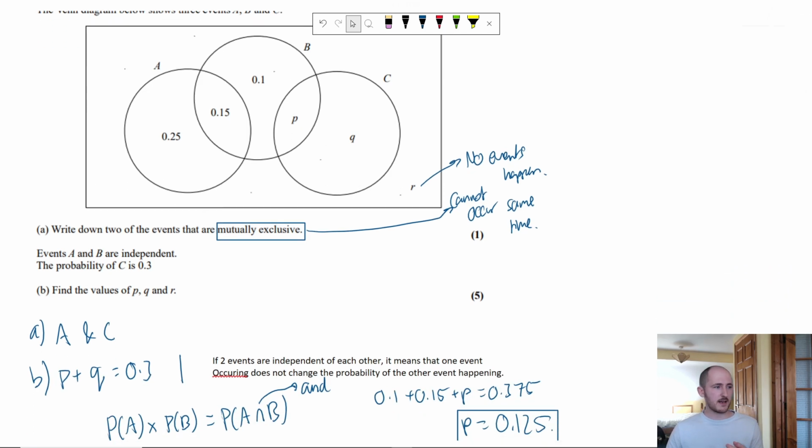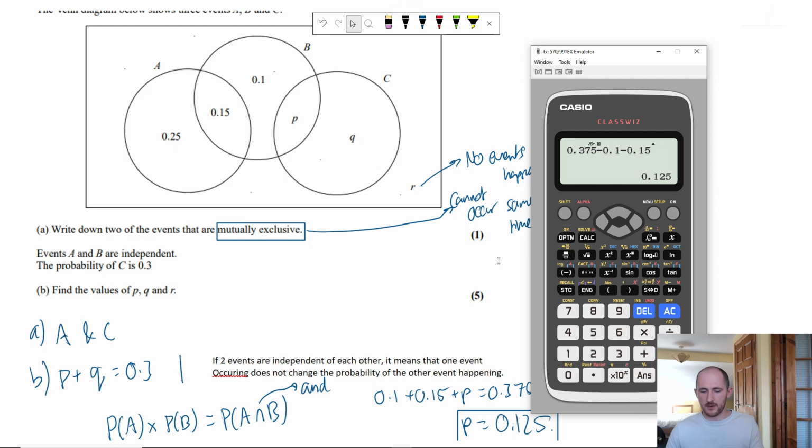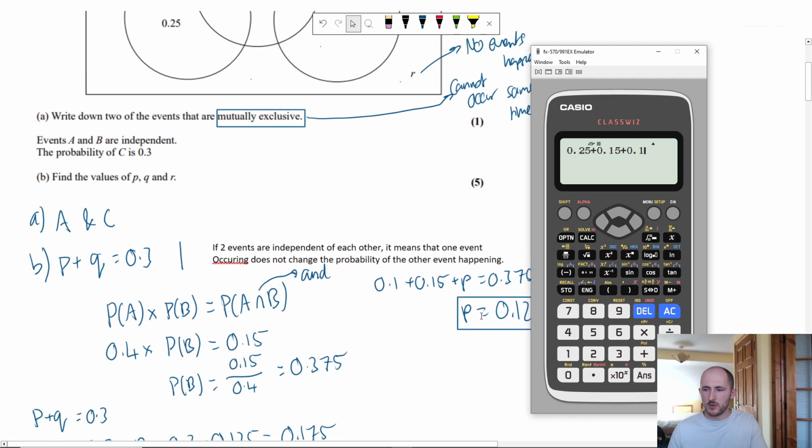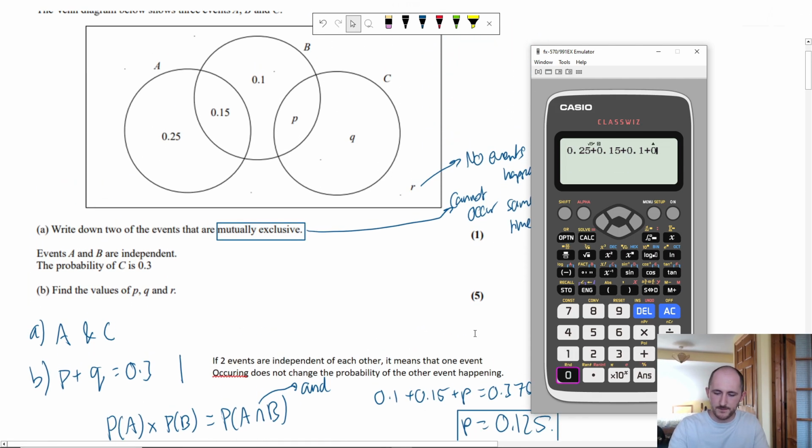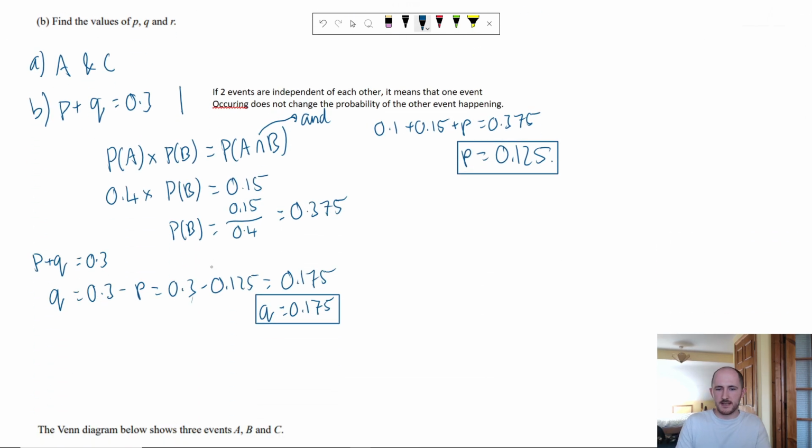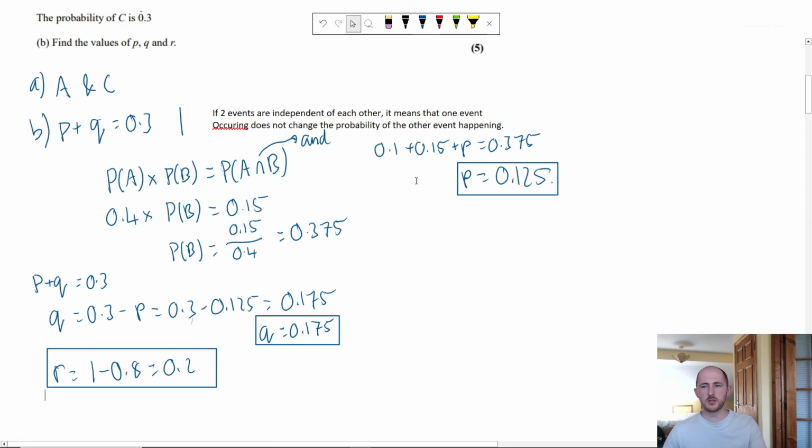So let's see what it adds up to. So we have the 0.25 from over here, so 0.25 plus 0.15 plus 0.1, so I've just read these three numbers. P was 0.125 and Q was 0.175, and it adds up to 0.8. So R is just going to equal 1 minus 0.8, which is 0.2. So, like so. Hopefully that wasn't too new.